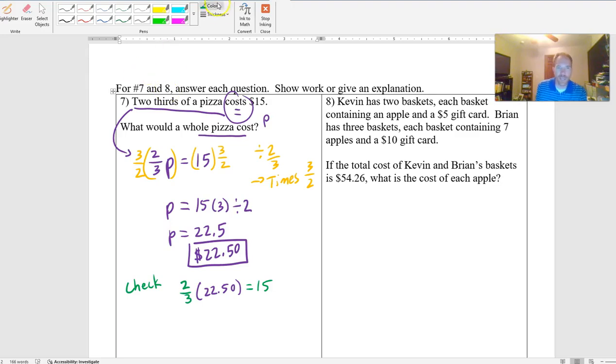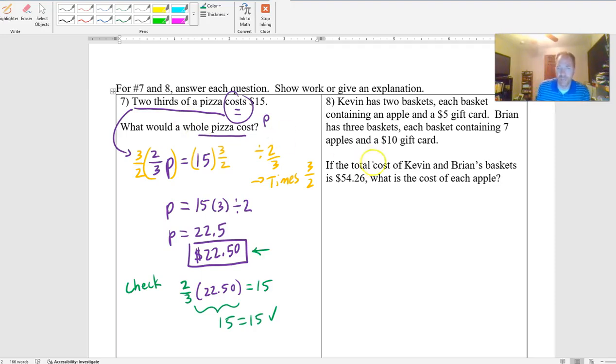The equation, the check step says 15 equals 15. That's what we're going for. We want a true equation. That is true, that 15 equals 15. So my answer is still that a whole pizza costs $22.50. So again, a large part of that was being able to translate the story into an equation, and then solving the equation is another thing, but it's kind of those pieces. If you can get the equation, that's one piece.